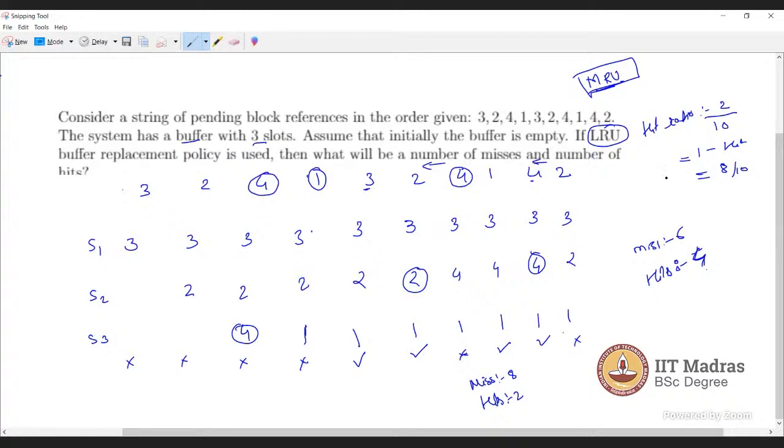Any doubt in this question? Most recently used and least recently used buffer replacement policy. Sir, can we say like this, misses plus hits equal to the total number of... Yes, yes. Misses plus hits will be the total number of blocks. Yeah. Blocks means the elements? Okay. Yeah, elements. Okay. Great.